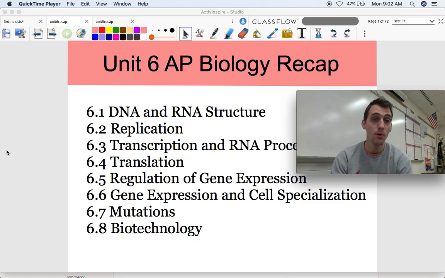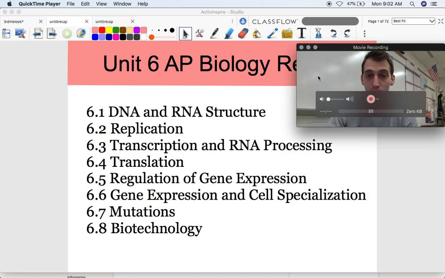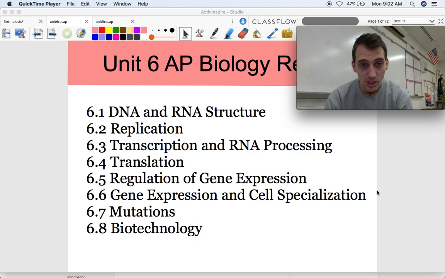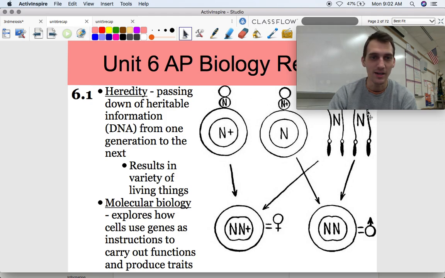Here are the topics. 6.1 is on DNA and RNA structure. 6.2 is on replication. 6.3 is on transcription and RNA processing. 6.4 is on translation. 6.5 is on regulation of gene expression. 6.6 is on gene expression and cell specialization. 6.7 is on mutations, and 6.8 is on biotechnology. Here we go. Unit 6. This is a doozy here.